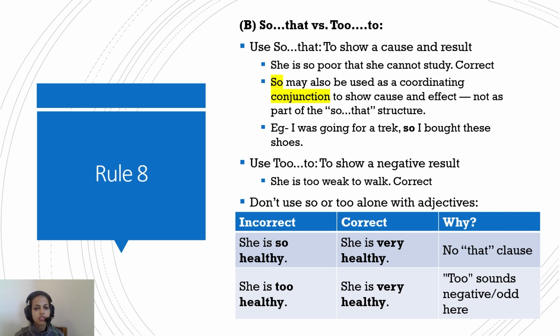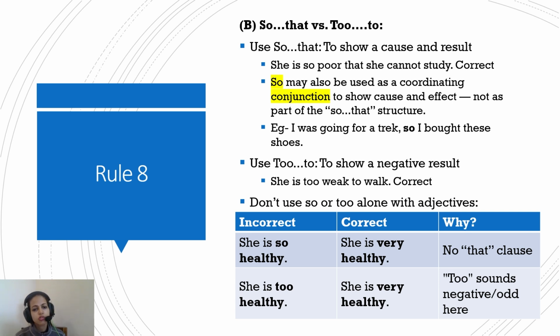If you're saying "she is so poor that she cannot study," that is the cause and the result: her poverty is not letting her study. So you use "so that" in a cause and effect relationship. Sometimes there is also the word "so" just by itself, without "that." It is not an adverb. In that case, it becomes a coordinating conjunction. So it also shows cause and effect, and it is different from the "so that" structure.